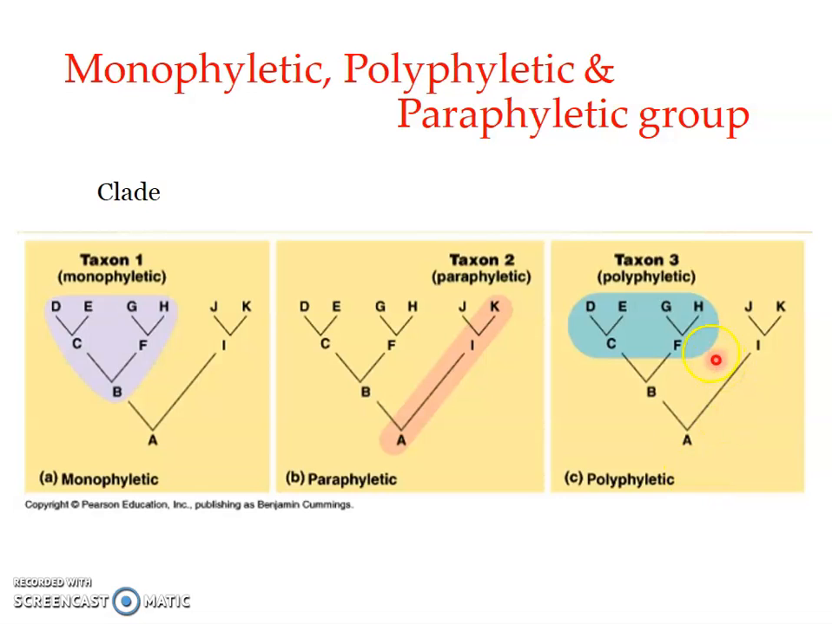Clear? Similarly, if you are taking G, H and J, K, it is a polyphyletic group. Likewise G, H and J, again that is also a polyphyletic group because they don't have any common ancestor. We haven't taken any common ancestor for the study. So that is a polyphyletic group.